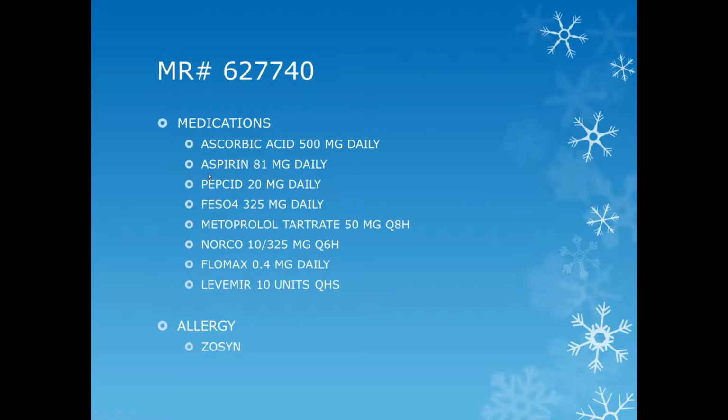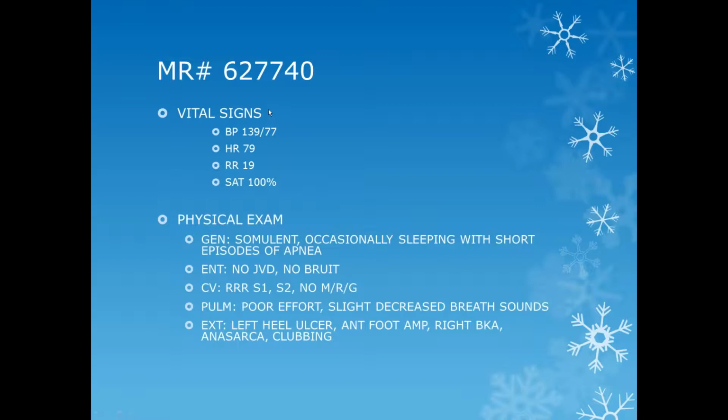Medications: vitamin C, aspirin, Pepsid, iron, metoprolol, Norco for pain, Flomax, and Levemir. He had an allergy to Zosyn. Vital signs initially: blood pressure 139/77, heart rate 79, respirations 19, and saturating 100%. On physical exam, he was fairly somnolent. Noted while he was sleeping that he would have short episodes of apnea. Nobody documented JVD or bruit.